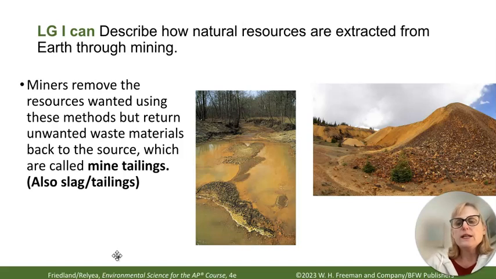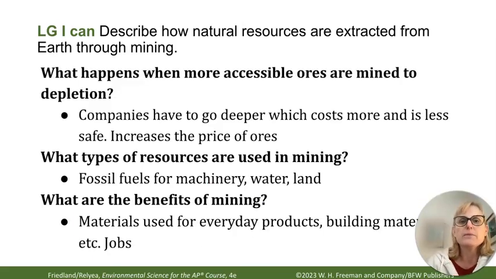All right, you need to understand some of the waste products from the mining process. And so miners remove resources that they want using different methods like strip mining, placer mining, etc. But then the unwanted material is also called mine tailings. Sometimes it's called slag and tailings, and you can see some pictures. This is unwanted material that's in water. This is also piles of unwanted material, the mine tailings.